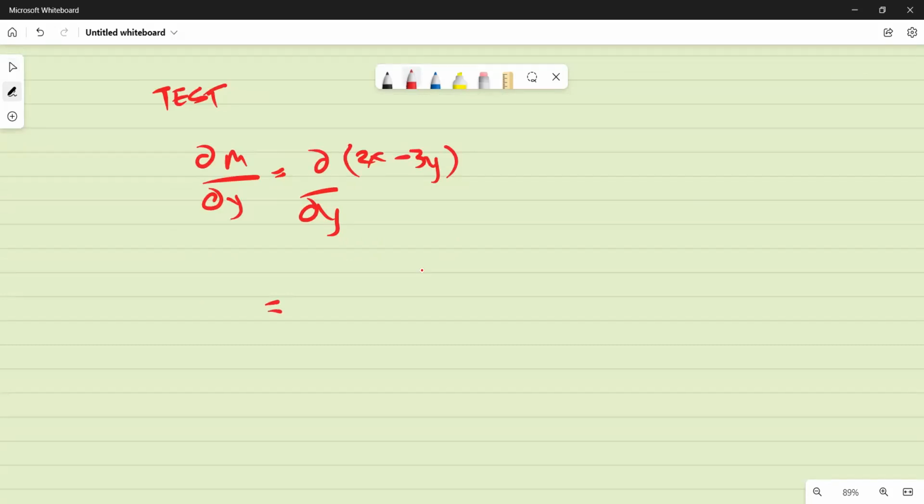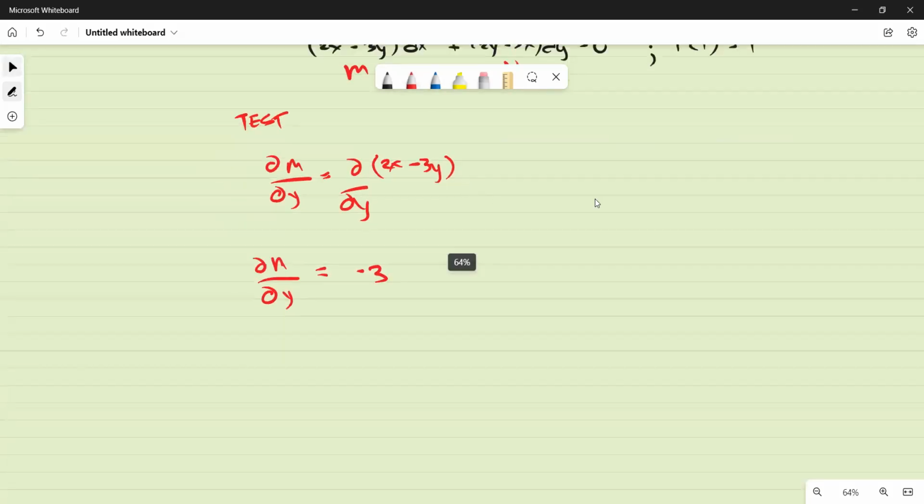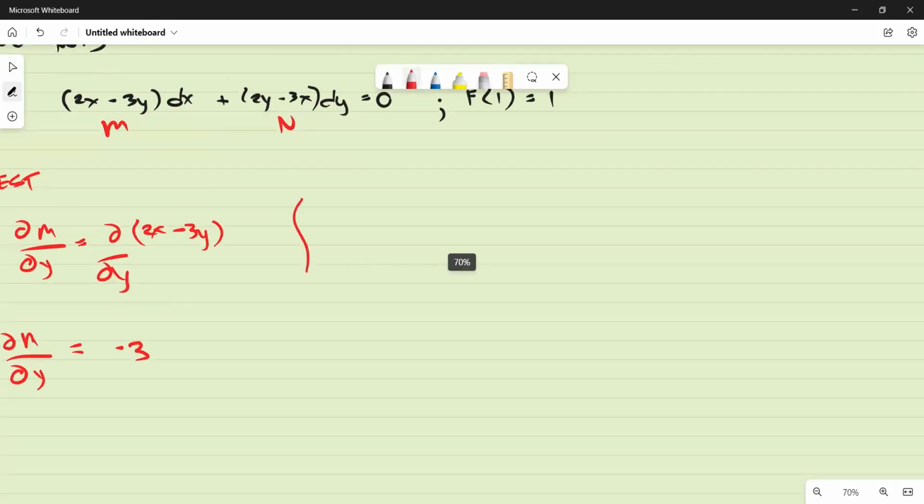That is equal to, since with respect sa y, lahat ng x is constant, so this is negative 3 lang. No? Negative 3 ang ating partial of m with respect to y. How about yung n? Ano naman ang partial of n with respect kay x? Baliktaran. So that is partial of 2y minus 3x all over partial with respect to x.